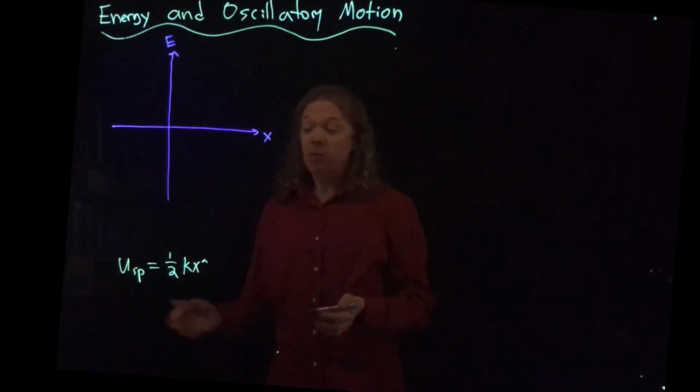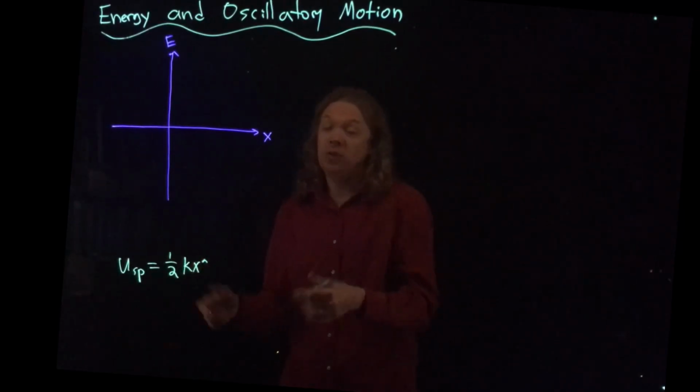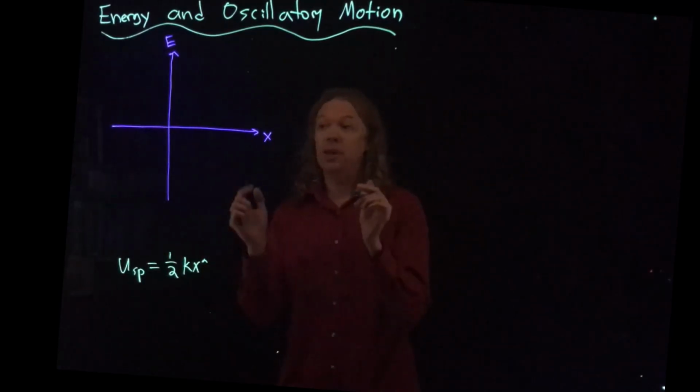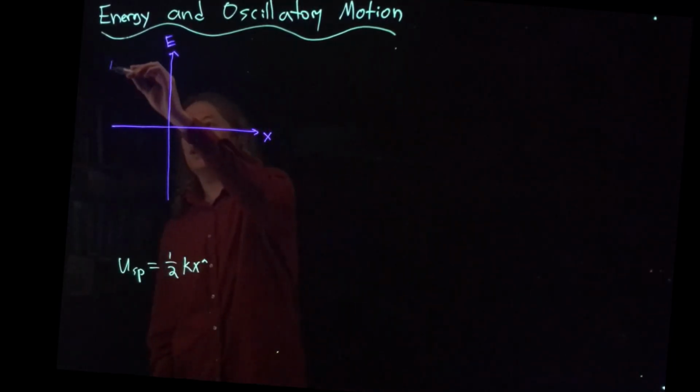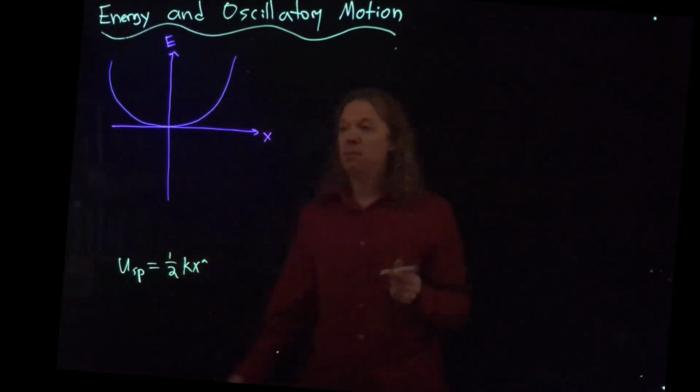A plot of this is going to be pretty simple. I'm not going to be super careful about the 1/2 k's and stuff. It's an x squared function, so that means it's a parabola. And if you remember from mathematics, positive x squared is the parabola opening upwards. So it's going to look something like this. Might not be the world's best parabola, but fine, it's a parabola.